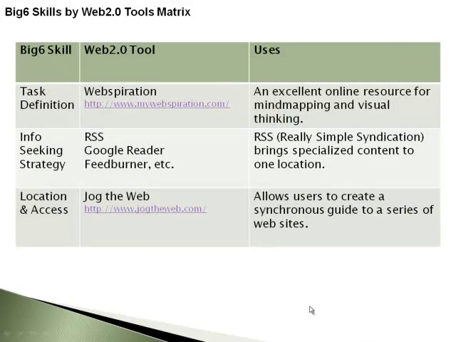So now we come to bringing the two ideas of this workshop together: Big Six information literacy skills and Web 2.0. This slide shows the correlation between the Big Six skills and Web 2.0 applications. For example, if I have a student working on task definition, I might use Webspiration. This is an excellent online resource for mind mapping and visual thinking. It allows the student to identify a topic and then map out all the related topics, subtopics, and even subtopics. Very nicely done.